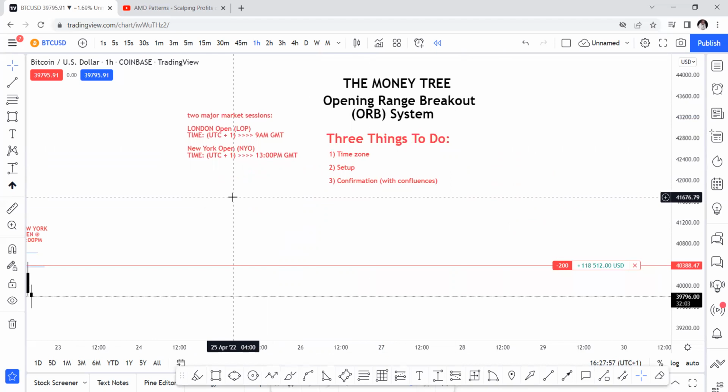That means any moment it's 9 a.m., London will go to breakout. The London session is already breaking out. Then 13:00 GMT is the New York session.